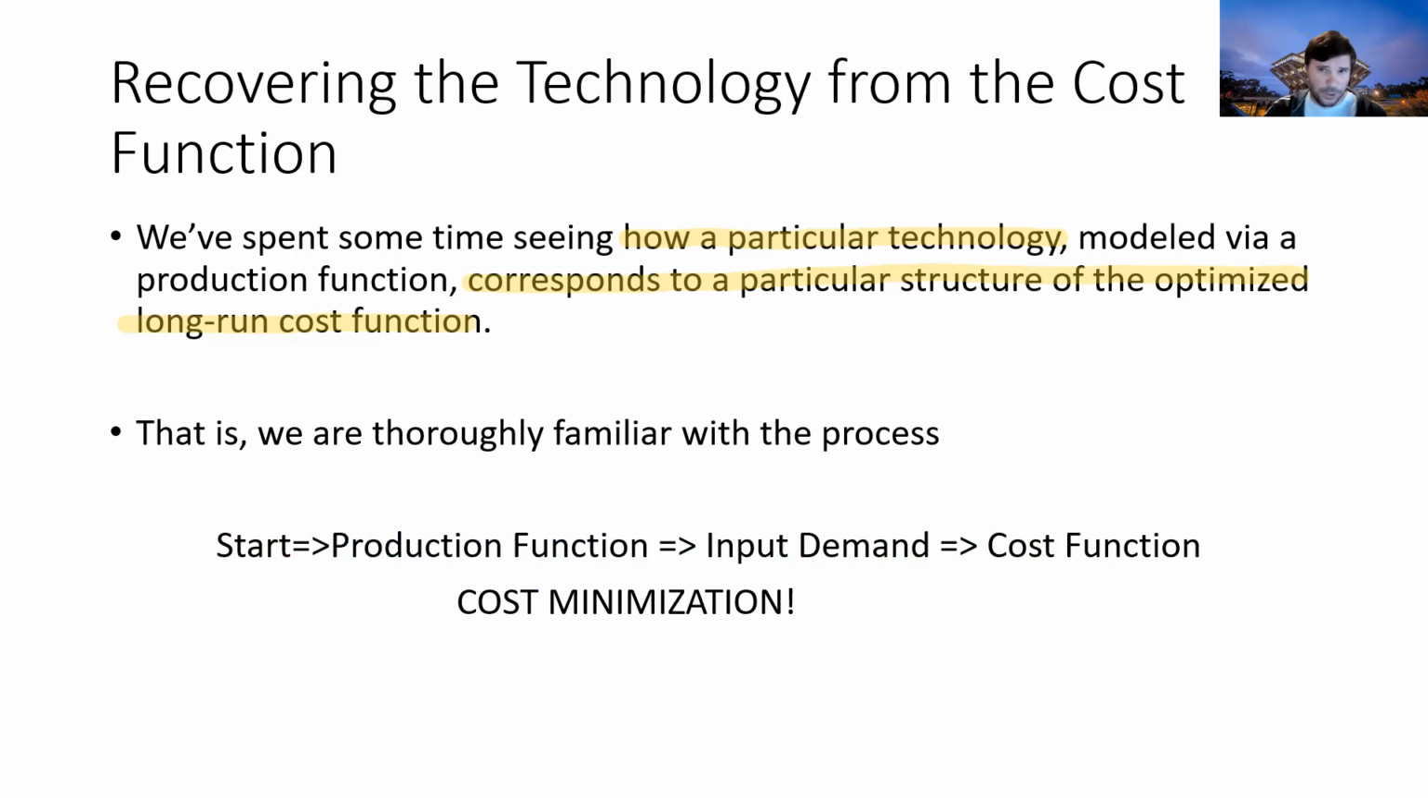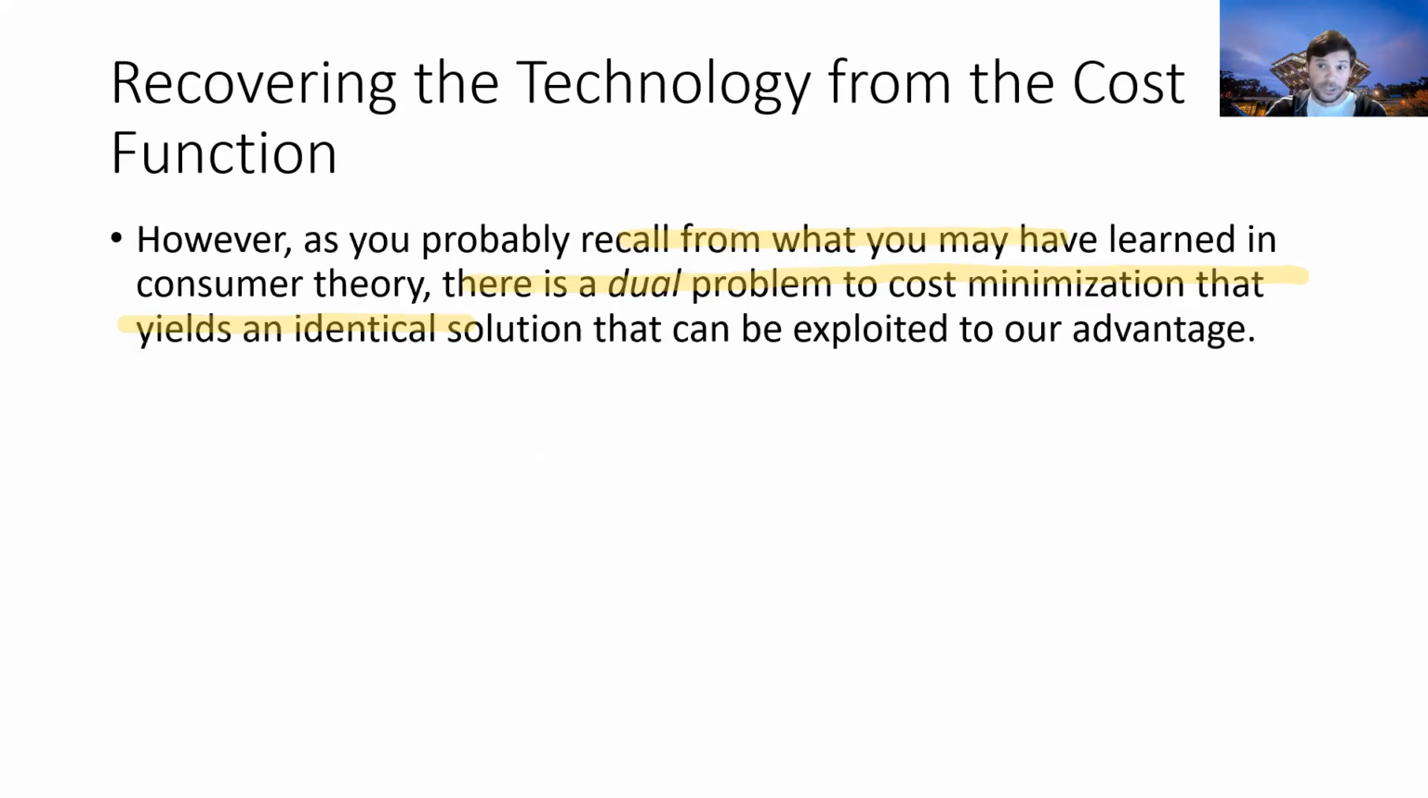You probably learned in consumer theory, right, that there's a dual problem to cost minimization that is the same solution as the utility maximization problem. And this duality can be exploited to our advantage under certain conditions. And I'm going to suggest that the existence of this dual problem implies that we could run the same process in reverse.